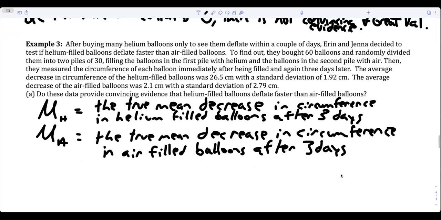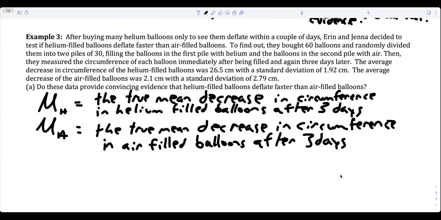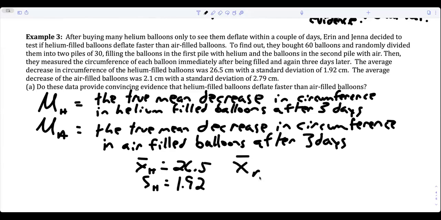All right, so let's write down some of the information they give us. We got X bar sub H, and that was 26.5. And S sub H was 1.92. X bar sub A for the air-filled was 2.1. And S sub A was 2.79.